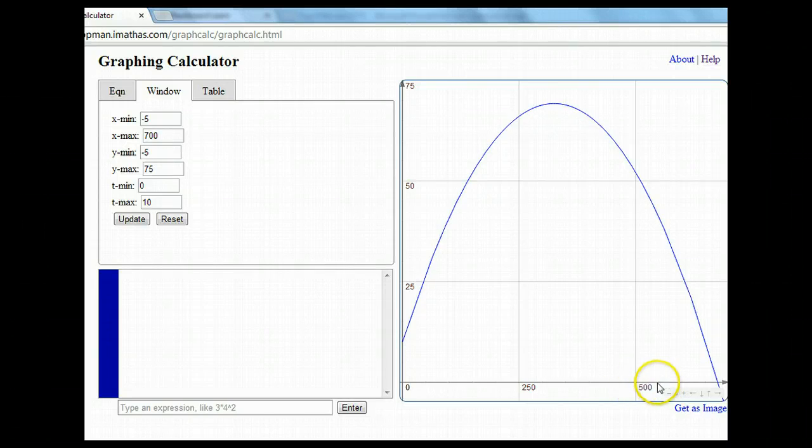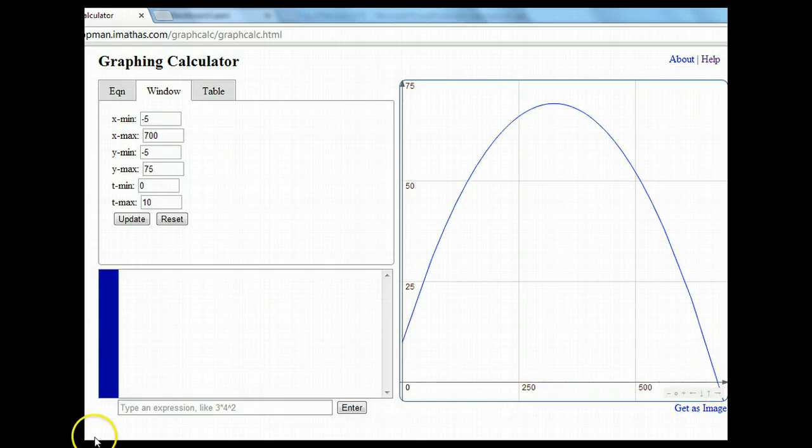So this is 500, 550, 600, 650, and then the board end here is at 700. So it's between 650 and 700. Okay, I would say that's a little over halfway between 650 and 700. So 675 would be right in the center there. I would say this is about 676 or 677. Okay, let's go ahead and put 677. So our maximum height was 69 and the distance it traveled was 677.